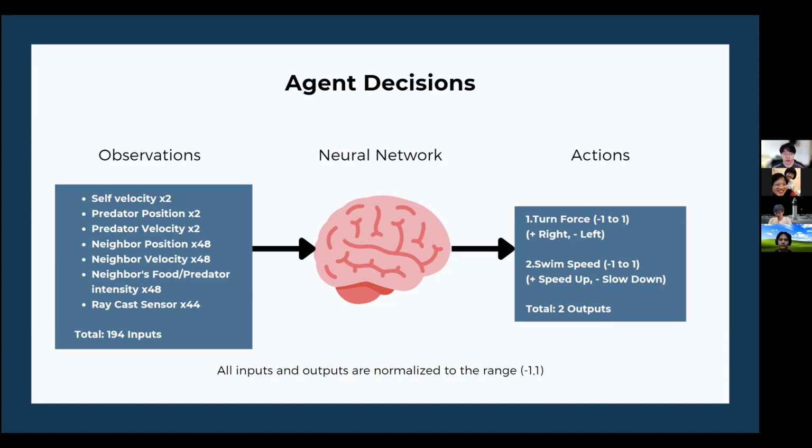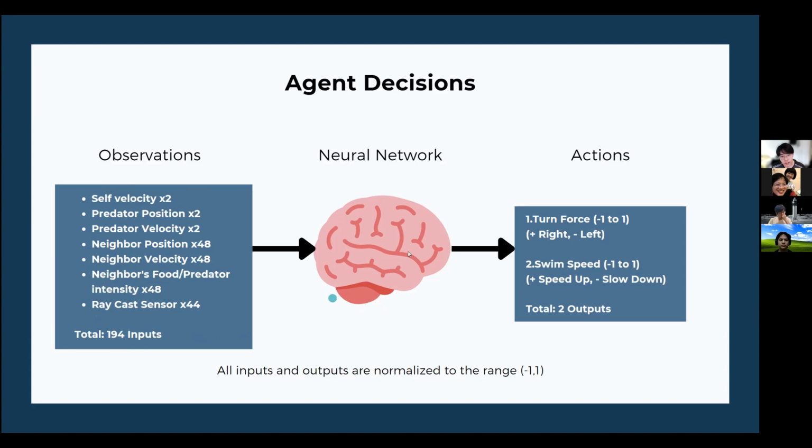For example, when one agent sees food, this value may be set to a maximum value of 1. But for the neighbor agents that don't see that food, they will have no information of where the food is. But they can actually observe this value of their neighbors, right? So if their neighbor has this food intensity value of 1, other neighbors can know that, oh, this agent sees food, right? So this intensity signal value. And the last one is the Raycast Sensor. All of these inputs combine to a total of 194 inputs.